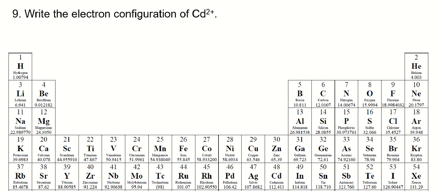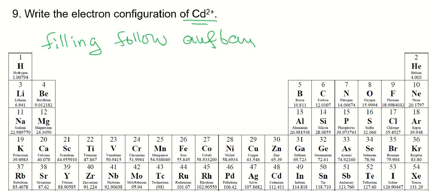Let's write the electron configuration for the cadmium 2+ cation. When you're removing electrons to make cations, metals typically lose electrons. You're not going to go in the reverse of aufbau. So when you're filling electrons, you follow aufbau, follow the periodic table, in other words.